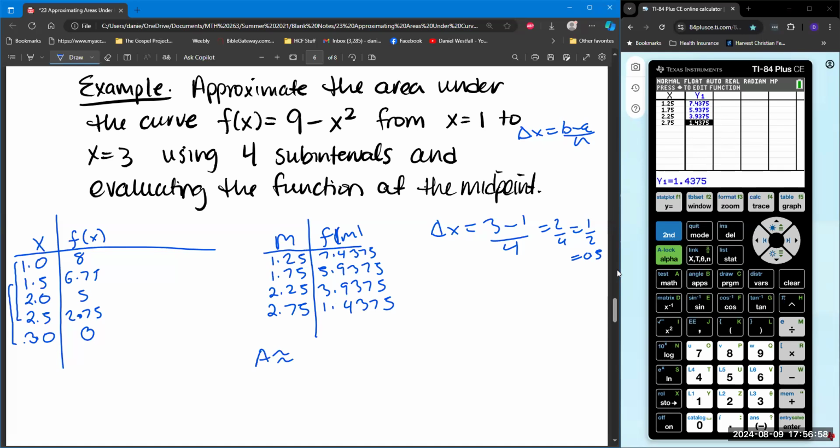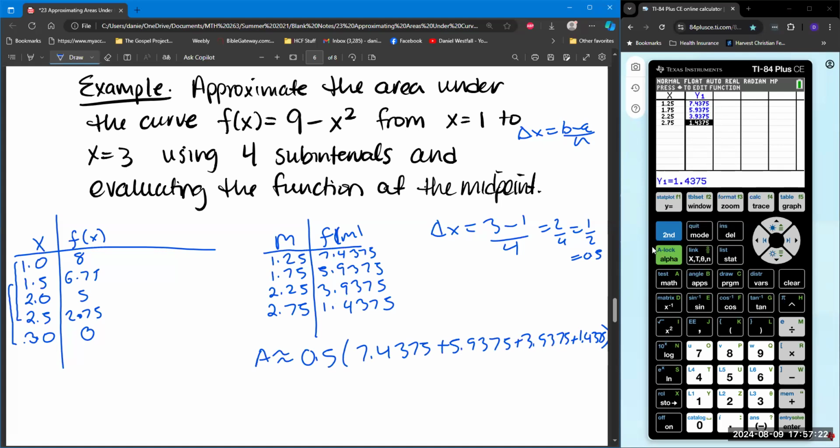delta x here, I can say that this is 1/2 of 7.4375, 5.9375, 3.9375, 1.4375. I'm going to add all those things together.